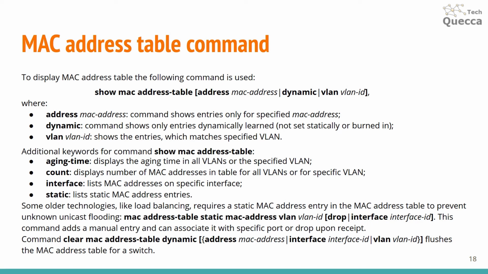Some older technologies like load balancing require a static MAC address entry in the MAC address table to prevent unknown unicast flooding, and we can use this command for this purpose. mac address-table static, MAC address, vlan, then VLAN ID, and then we can use two options: drop or interface with an interface ID. This command adds a manual entry and can associate it with a specific interface or drop upon receipt. Command clear mac address-table dynamic. With these options, it flushes the MAC address table of a switch.